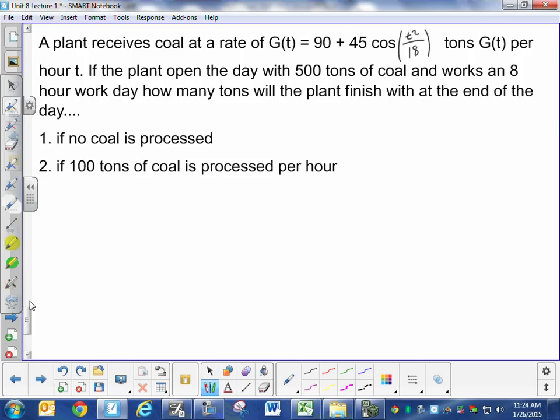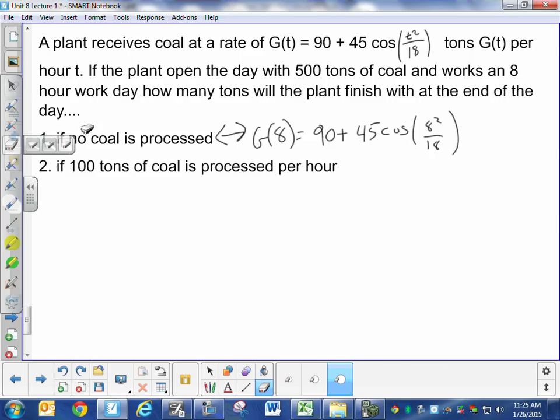Now, you're probably already plugging in your integrals, but is this question as simple as just figuring out what G of 8 is? If I'm receiving coal at a rate of this, can I just plug in 8? And that will be the total amount of coal that I've received? Is this my answer to part one? Okay, maybe this plus 500. That's still not right, because I'm receiving coal at a rate. If I just plug in a value, that's how much coal I've received, right? No.